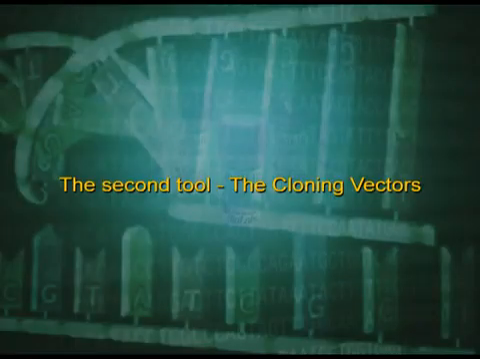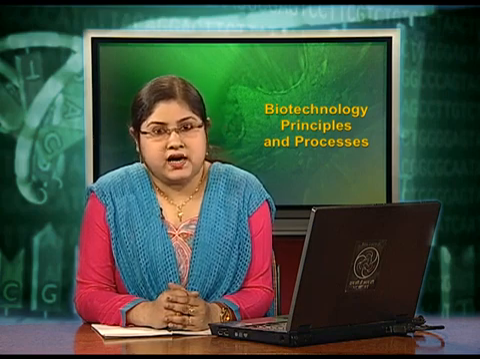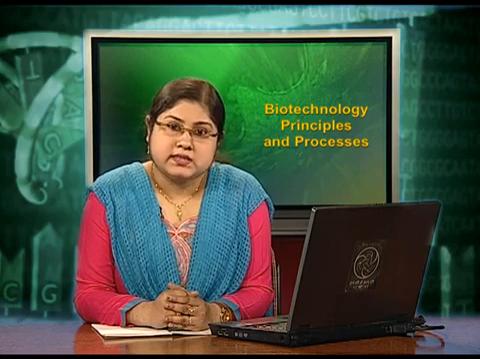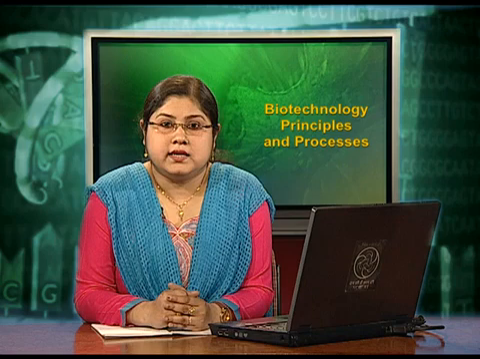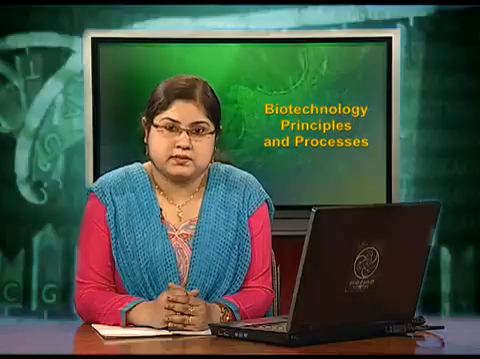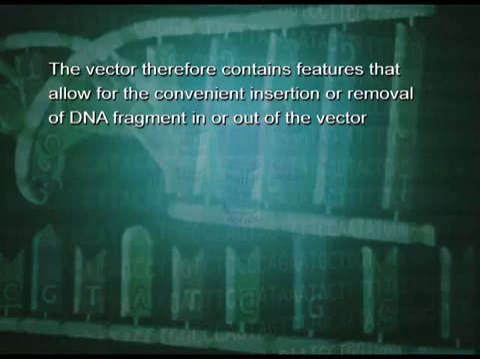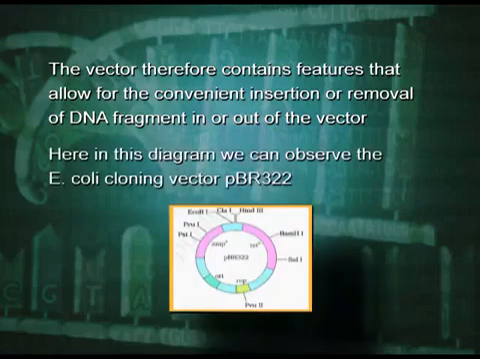The next tool of recombinant DNA technology is the cloning vectors. A cloning vector is a small piece of DNA taken from a virus, a plasmid, or the cell of a higher organism that can be stably maintained in an organism, and into which a foreign DNA fragment can be inserted for cloning purposes. The vector therefore contains features that allow for the convenient insertion or removal of a DNA fragment in or out of the vector. Here in this diagram, we can observe the E. coli cloning vector pBR322.